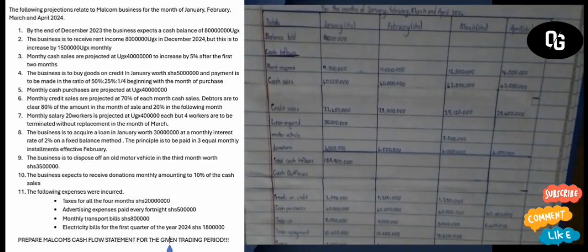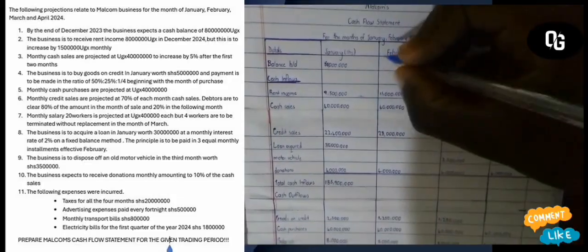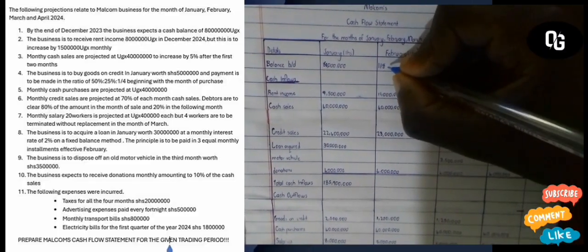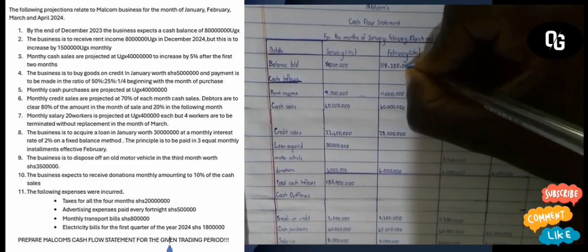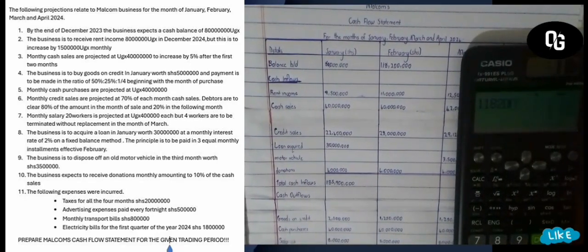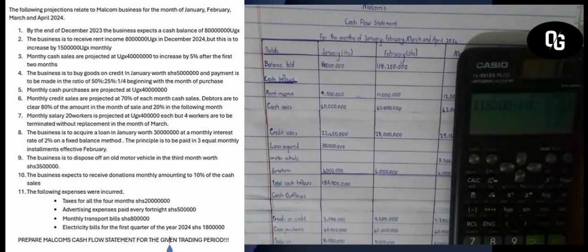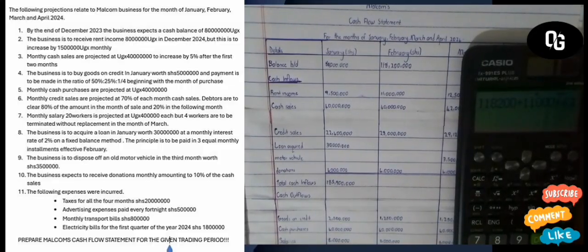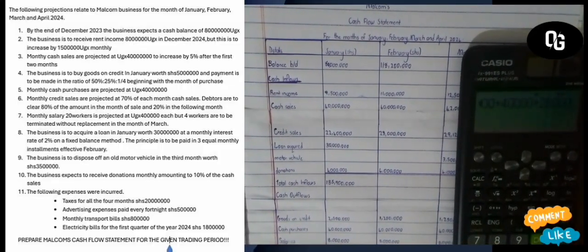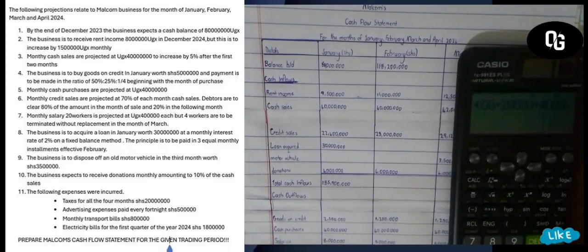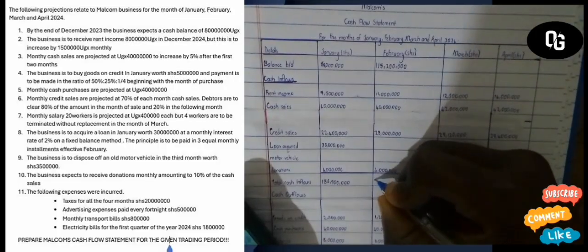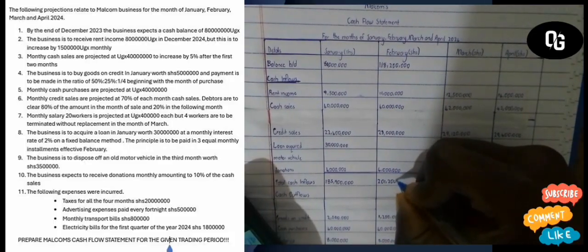So we move our net cash position as the balance brought down in the next month. So our next month is February. So we move our 118,200,000 as the balance brought down in the next month of February. So we are going to add our balance brought down plus the rent income plus the cash sales plus the credit sales and the donation to get our total cash inflows for the month of February.